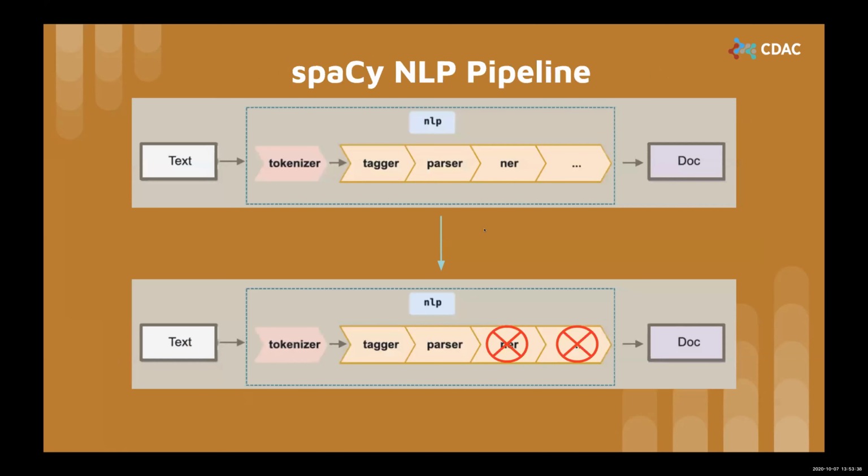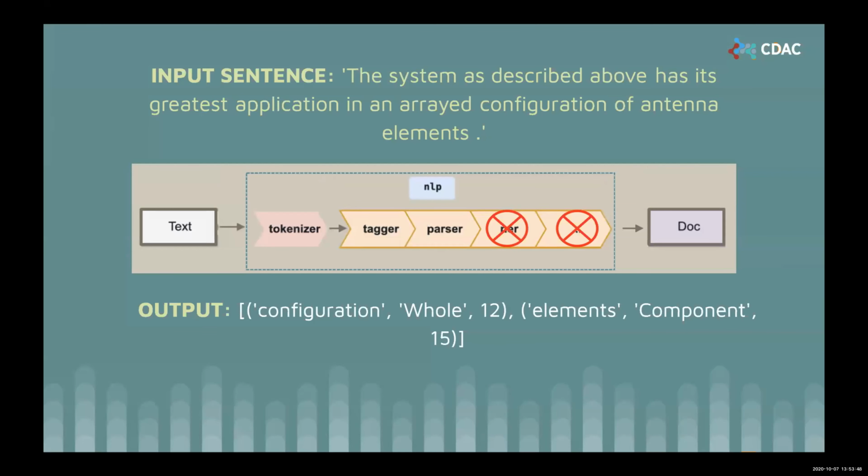Here in the center, you can see how we adapted spaCy's default NLP pipeline by removing the named entity tagger, abbreviated here as NER. So let's say our sentence is the one at the top here. After pushing the sentence to our model, the model correctly predicted that the pair of words would be configuration and elements. The model also correctly predicted the component-whole relationship between the words. The elements are a component to the whole configuration.